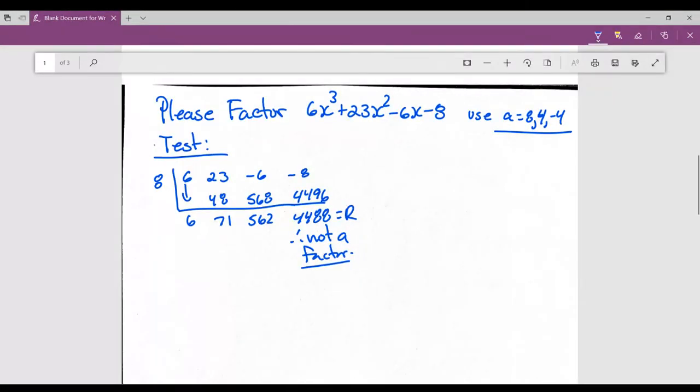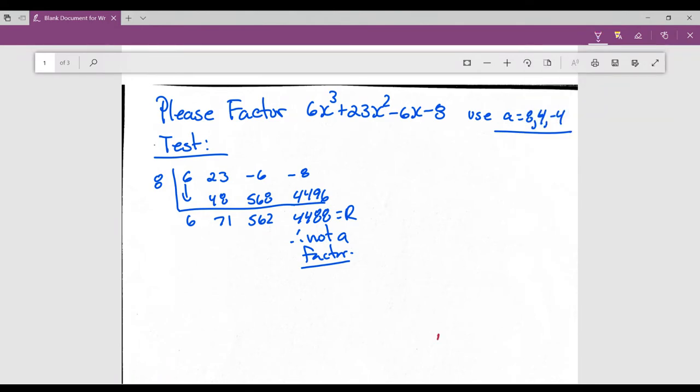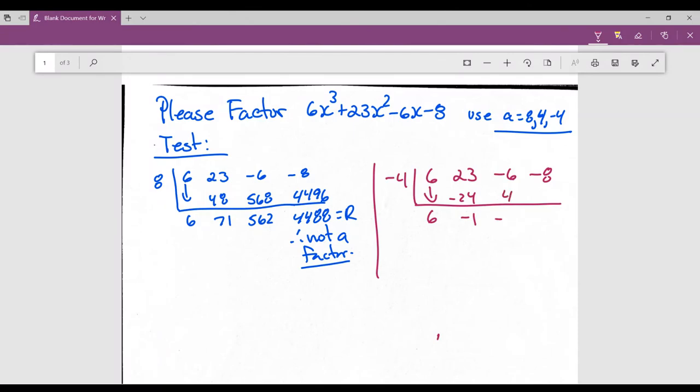Different color. So we'll use negative 4. So we do our division again. 6 falls down. 6 times negative 4 is negative 24. It's going to be negative 1. This is already looking better. Negative 4 times negative 1 is 4. That gives me negative 2. Negative 4 times negative 2 is positive 8, which gives me a remainder of 0.